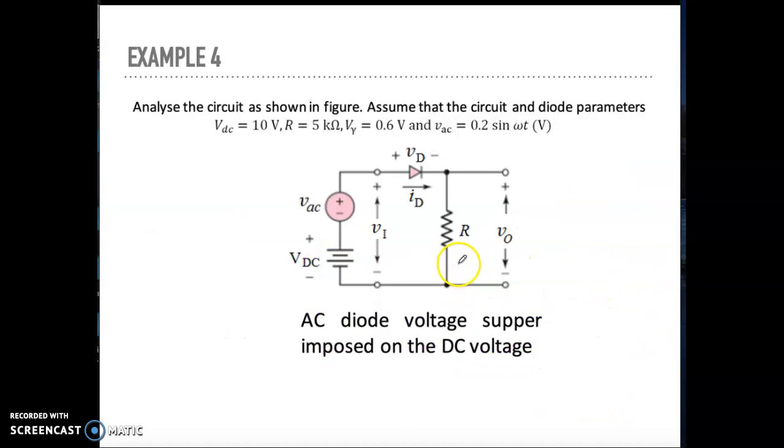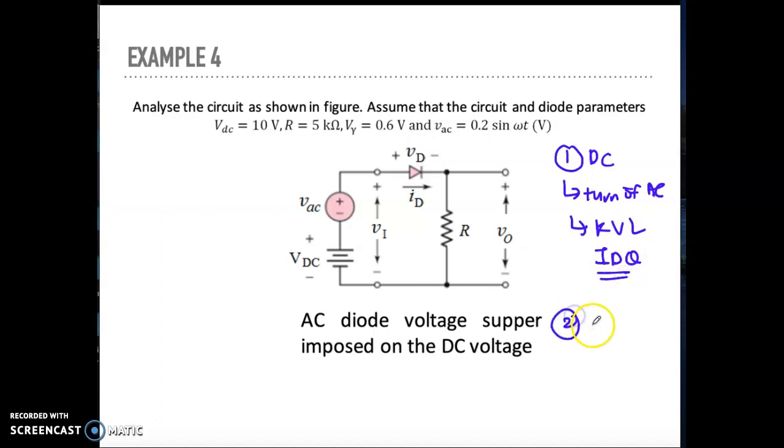Okay, so there are more examples here. You can see them in the slide. Try to make time to solve these questions. What is the keyword? Number 1, start with DC analysis where you're going to turn off the AC source, right? And then you're going to do KVL to find capital I diode current at the DC. Once you have your diode current, you find RD. Why do you need RD? Because this is the value for AC analysis.